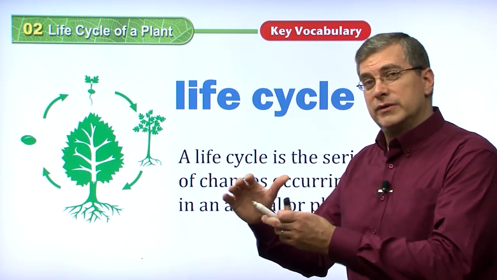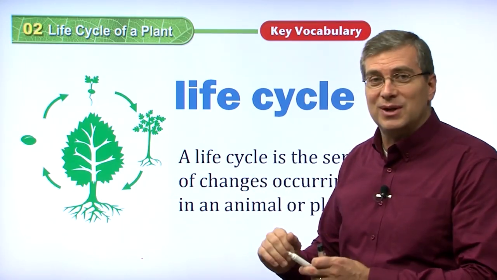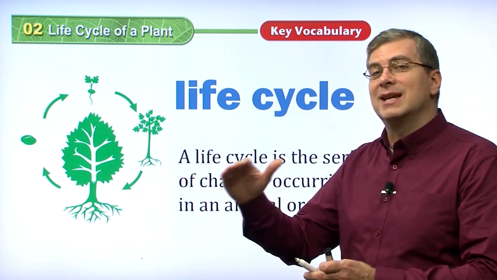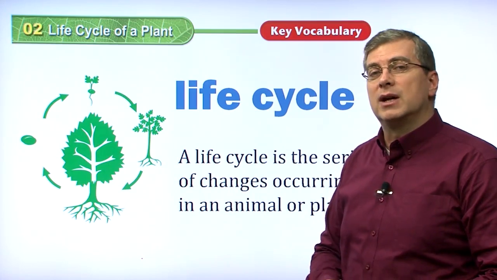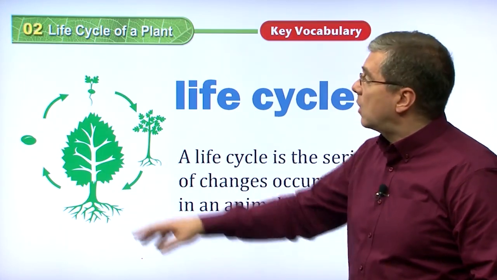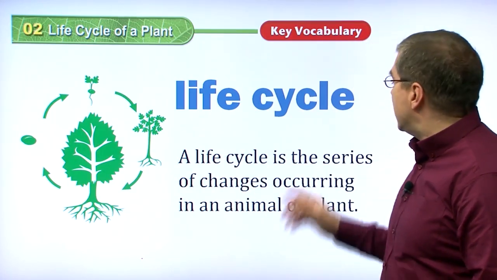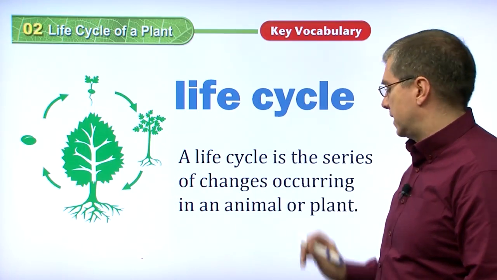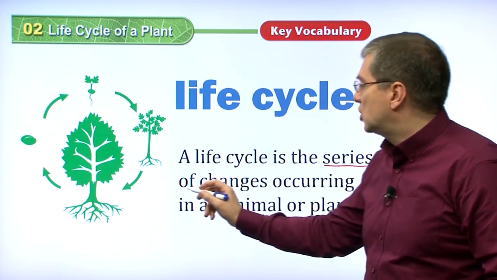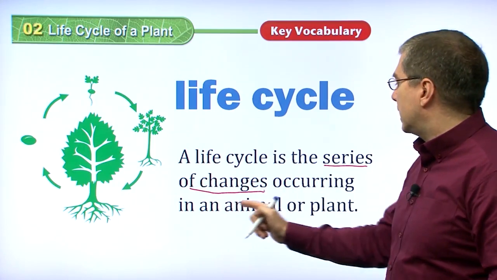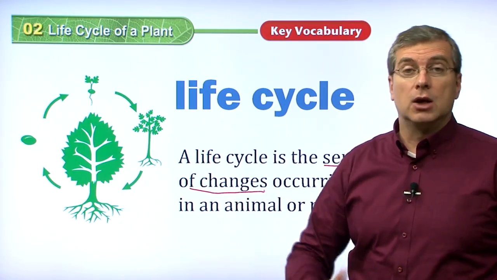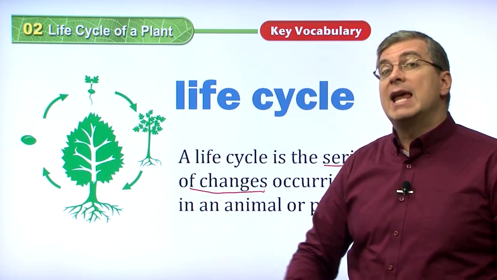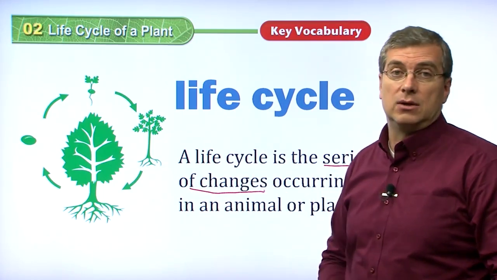We can see examples of teenagers, for example, the middle part. We can see examples in the middle part of a life. And then we see examples of things that die. This is all part of the life cycle. It's the series of changes. The series of changes occurring in an animal or plant. Like I said, all life goes through a series of changes in the life cycle.